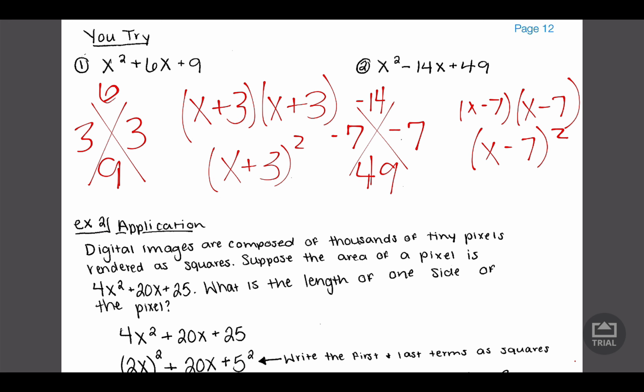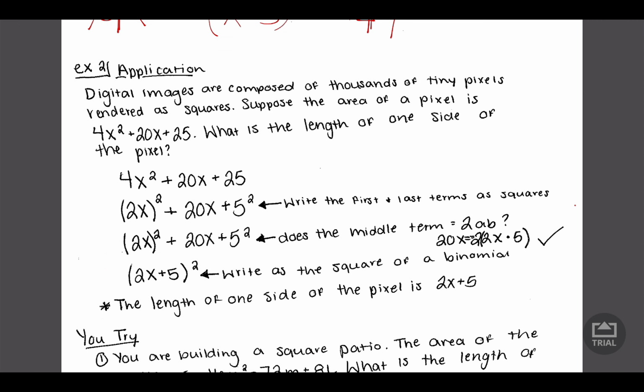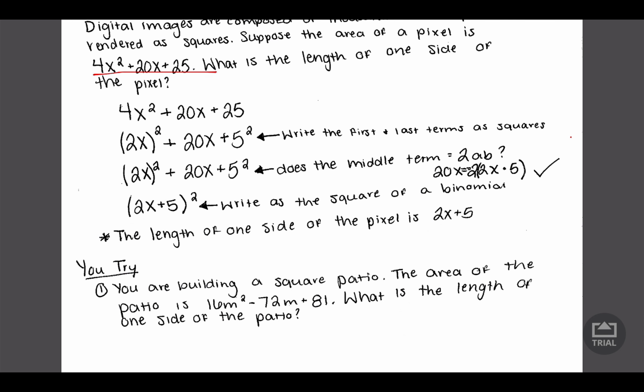Alright, this next one below here is just a word problem that kind of gives you an application. Digital images are composed of thousands of tiny pixels rendered as squares. We're doing the area. This is the area. And we want to know what's the length of one side. So they're just going to take this and do the same method we did in the example on the last page and wind up with that as one side.